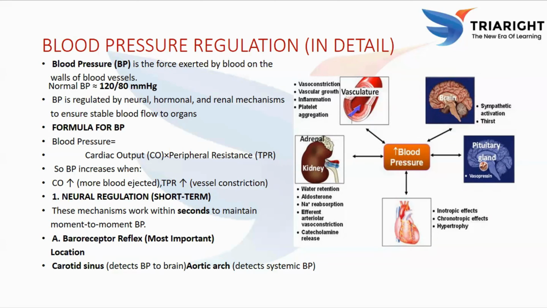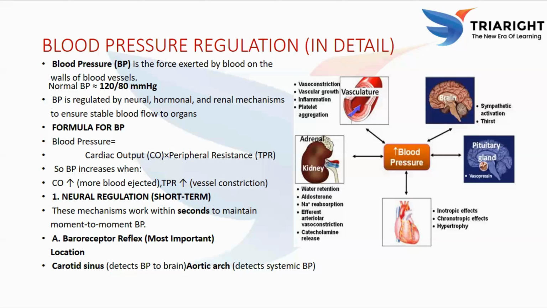So what is the formula for blood pressure? Cardiac output into peripheral resistance, TPR. So what is cardiac output? How much blood the heart pumps per minute. So what is peripheral resistance? It's how tight or wide the blood vessels are. So what happens when blood pressure increases? The cardiac output increases and also the TPR increases. Why? The cardiac output increases because more blood is ejected by the heart, and the peripheral resistance also increases because the blood vessels constrict, the blood vessels get narrowed.